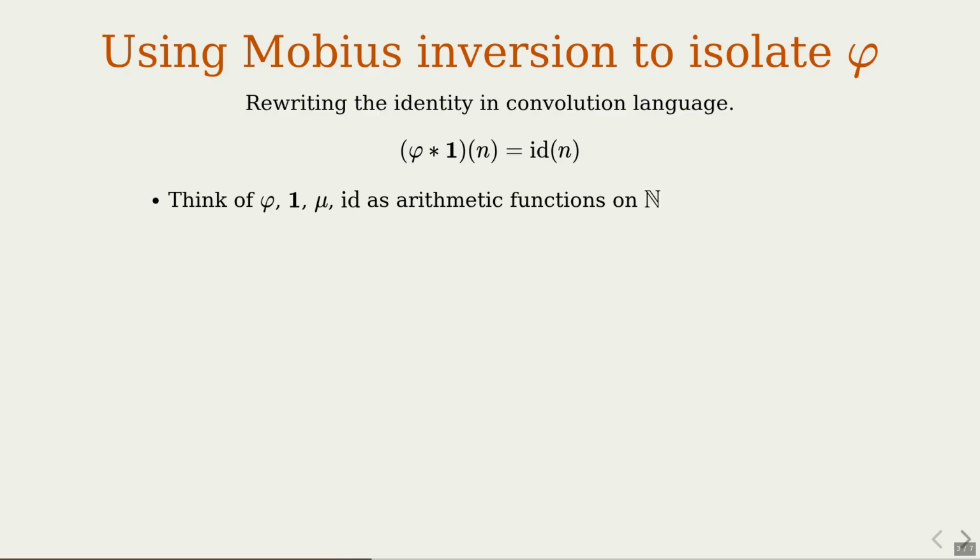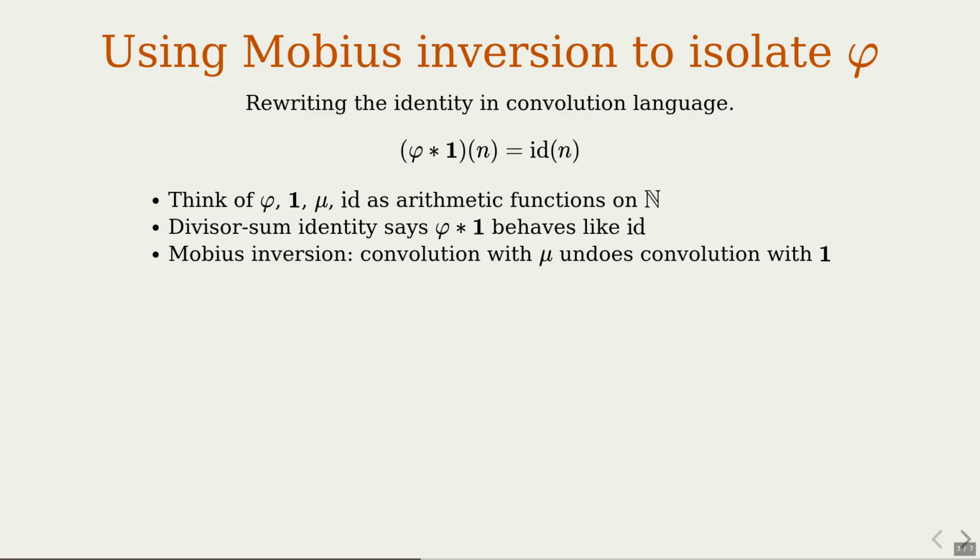We have four key players: phi, the constant one function, the Möbius function mu, and the identity function that sends n to n. All are functions on the positive integers. The original divisor sum is just another way of saying that phi convolved with the constant one function gives the identity function. Möbius inversion tells us that convolving with mu is the inverse operation to convolving with the constant one function. So if convolving with mu undoes convolving with the constant one function, then starting from the identity function we can convolve with mu to get phi back.